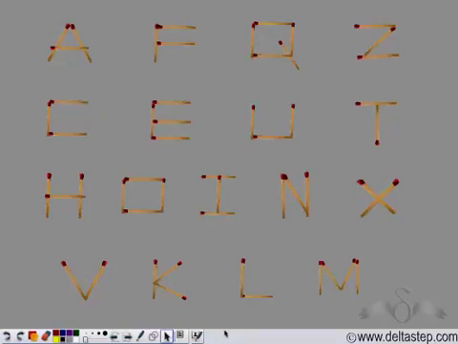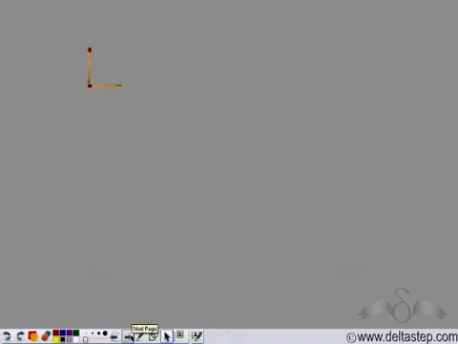Let us play a game. I'll tell you a letter and you need to tell me how many matchsticks you would require to make that letter. So let us first start with L. How many matchsticks would you require to make one L? 1, 2. So you would require 2 matchsticks.